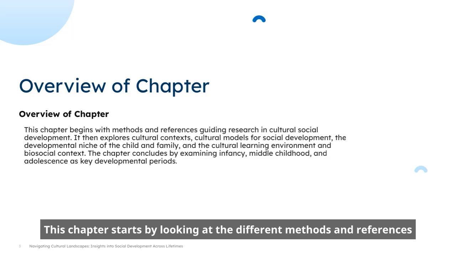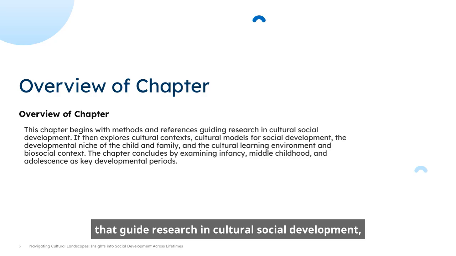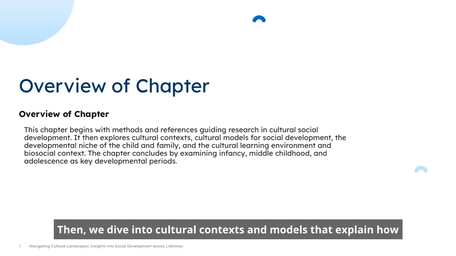This chapter starts by looking at the different methods and references that guide research in cultural social development, giving us a foundation for understanding the topic. Then, we dive into cultural contexts and models that explain how social development happens within families and communities.